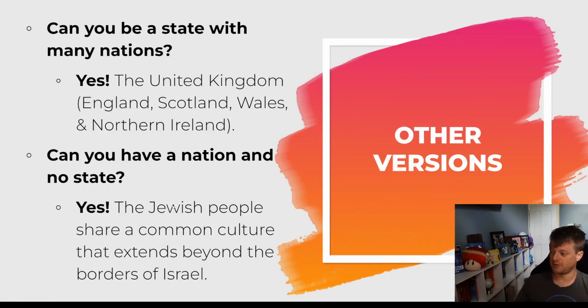Now, a couple other caveats that you might want to think about. Can you be a state that has multiple nations? Yes. The United States again would be a good example of this, but also the United Kingdom. The UK would be an example of this. England, Scotland, Wales, and Northern Ireland are all part of what we consider to be the UK, the United Kingdom.